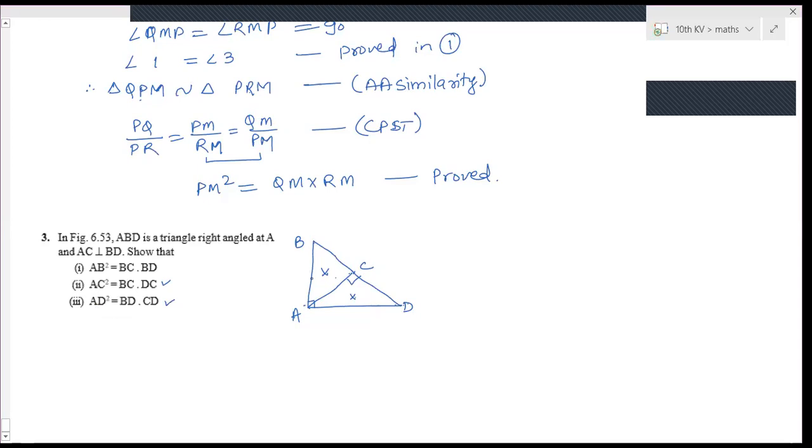So first prove BAC similar to BAD, the full triangle. Then ACD similar to the larger triangle. And then directly you can tell that these two triangles are similar. So then take the ratios. But for the ratios, write the names of the triangles properly. Then only you will get the relation. Otherwise you can't. Find out faster.